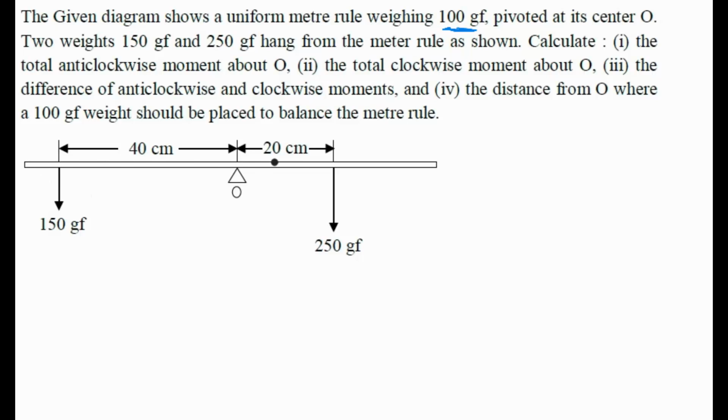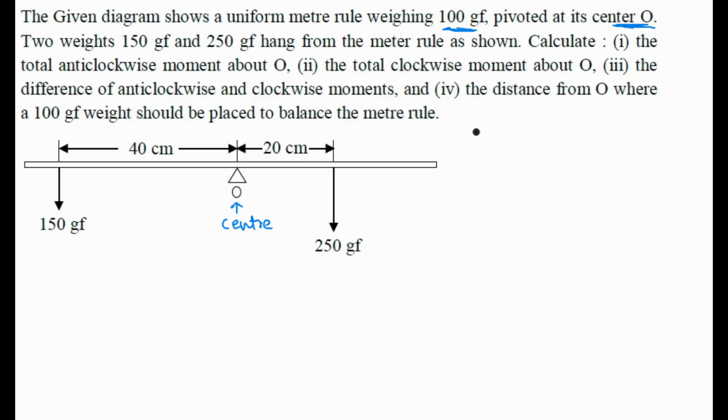So the scale is weighing 100 GF, pivoted at its center. Very important point. So this is the center. Two weights 150 GF and 250 GF hang from the meter rule as shown. So this is 150 GF and this is 250 GF. Before going into answering this question, let's try to understand one simple point.